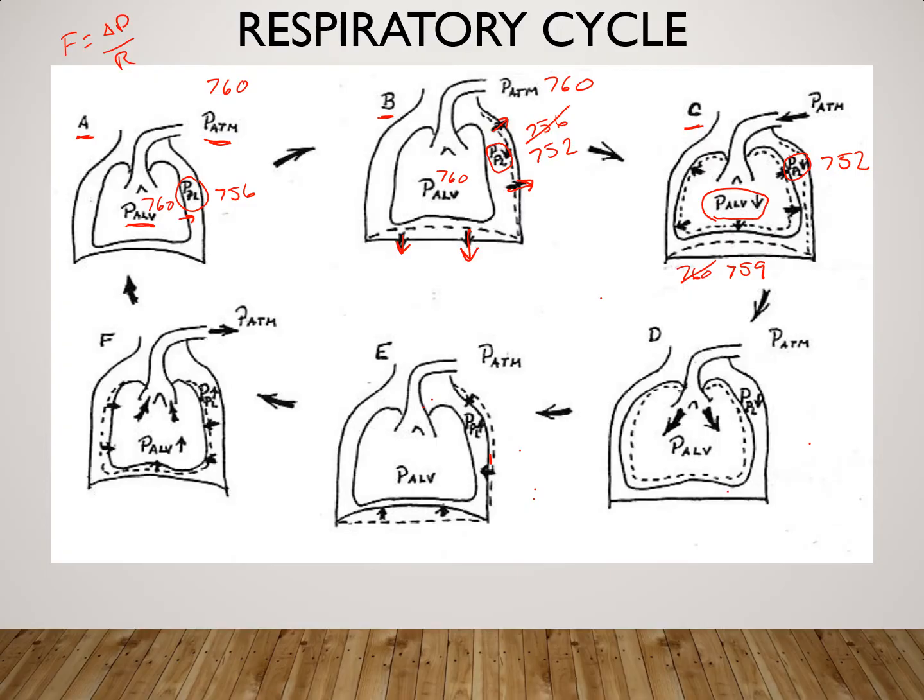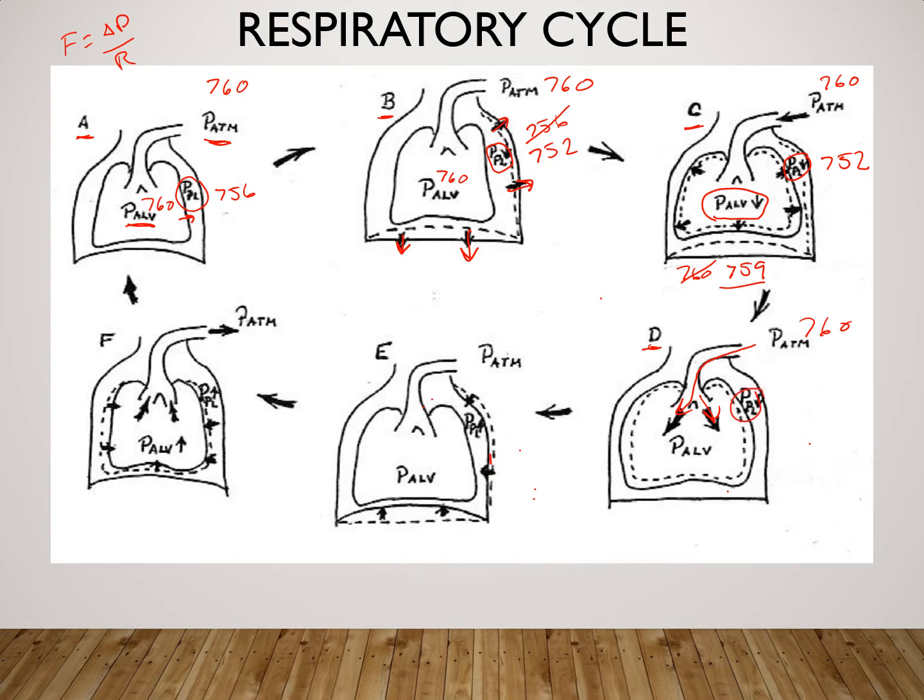Now I have a gradient between my atmosphere and the inside of my lungs. Remember, the atmosphere is 760. The inside of my lungs, because it's expanded, is 759. So you see this in D, the air will now flow into my lungs down the pressure gradient. And yes, 1 millimeter of mercury is enough of a pressure gradient to let air move inside our lungs. Okay, so that's what's happening: the air moves inside the lung.